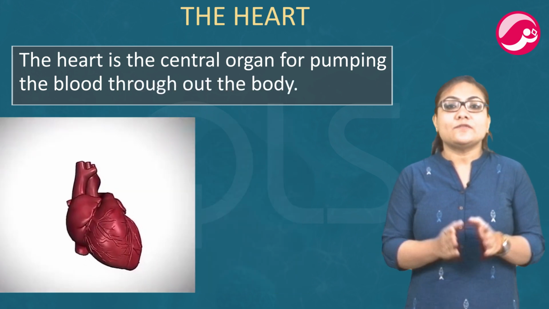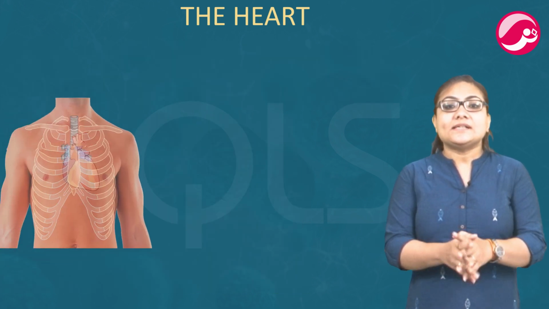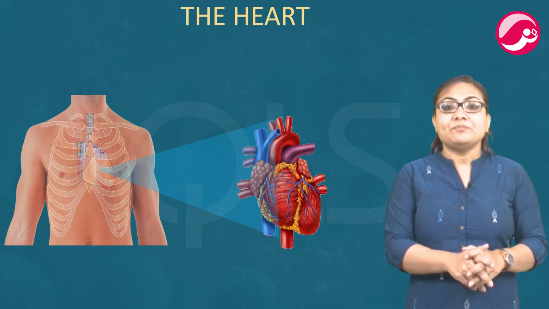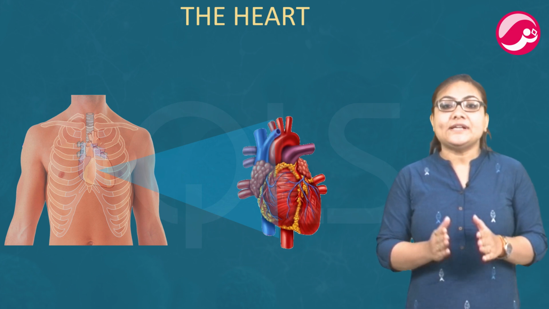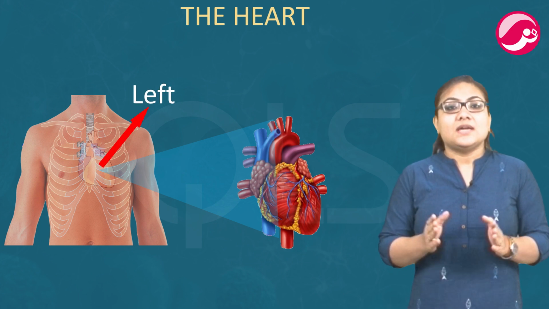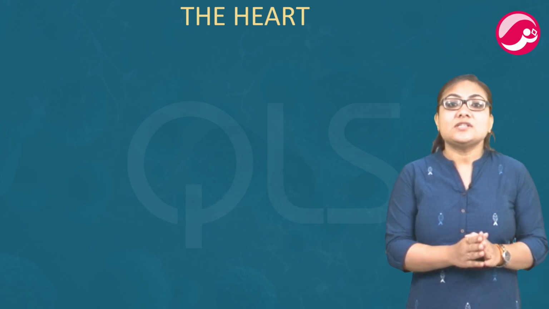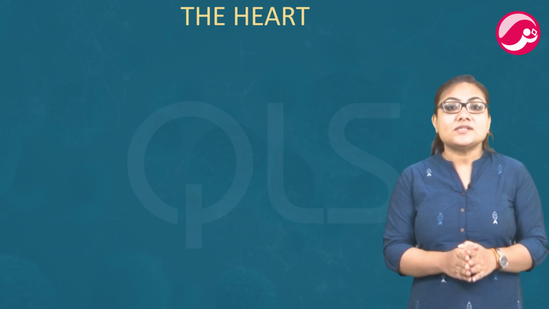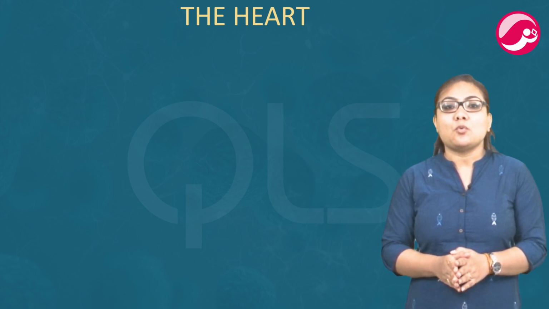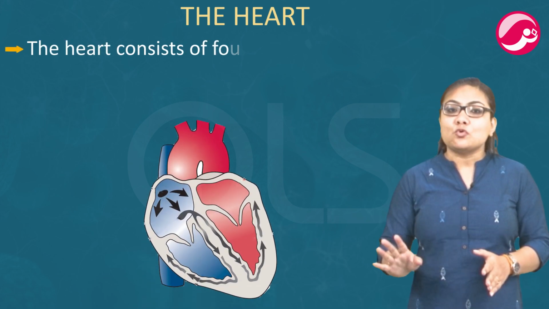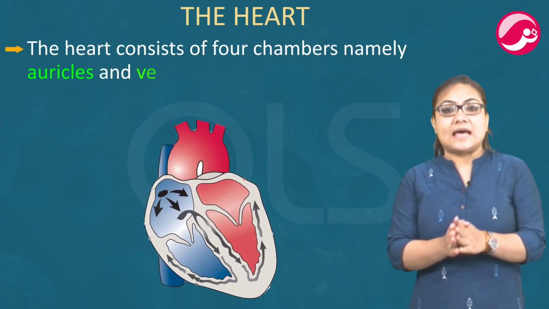Heart is made up of strong cardiac muscles. It is located in the chest cavity with its lower part pointing towards the left. Its size is that of the person's fist. It pumps blood rich in carbon dioxide to the lungs and oxygen rich blood to the other parts of the body. The heart consists of four chambers, namely auricles and ventricles.